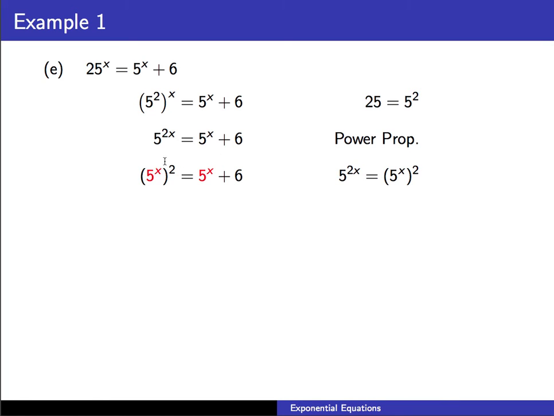And 5 to the 2x power is 5 to the x power being squared. So it's kind of like we flip-flop these exponents here, where we went from 5 squared to the x, and now we have 5 to the x being squared. Notice also we have 5 to the x plus 6. So we have an expression being squared, and we have that same expression equal to that same expression plus 6. So it actually is quadratic in nature.